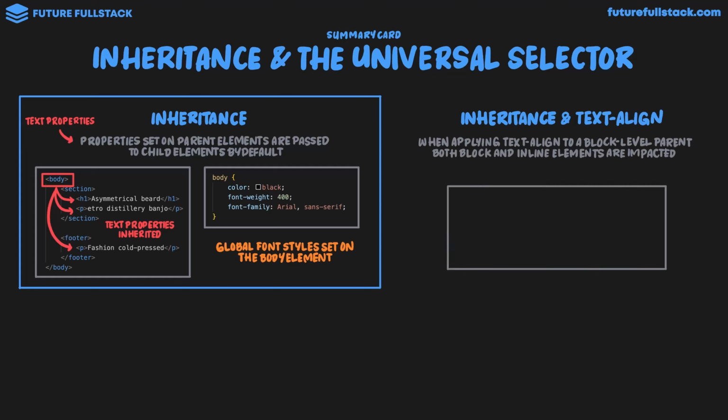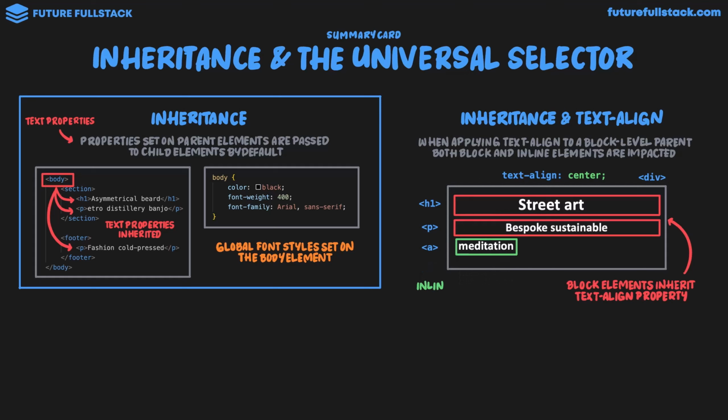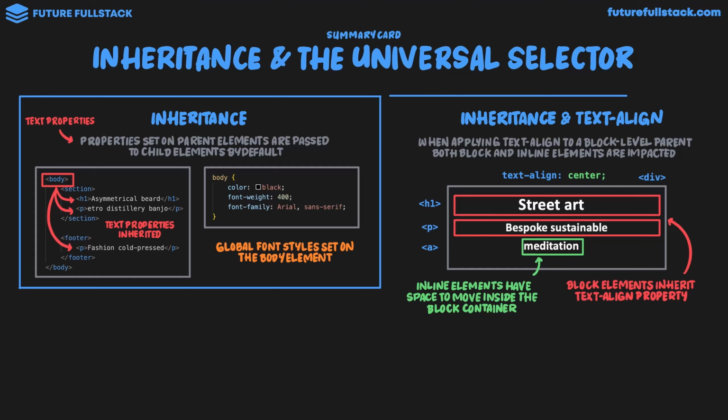We looked at an example where we had a div, and we applied the text-align property to this div container. We had an H1 and paragraph, which are both block elements, and block elements inherit the text-align property. This causes them to center inside their box. We saw an anchor tag, which is an inline element. And inline elements have space to move inside the block container, which results in the anchor tag being centered. So applying text-align to a container results in both block and inline elements being centered, just through different mechanisms.